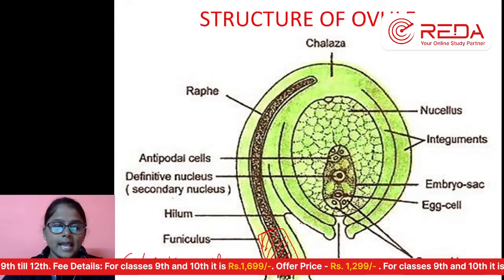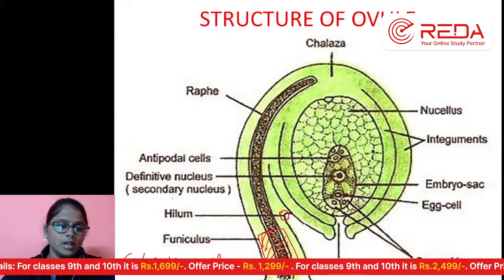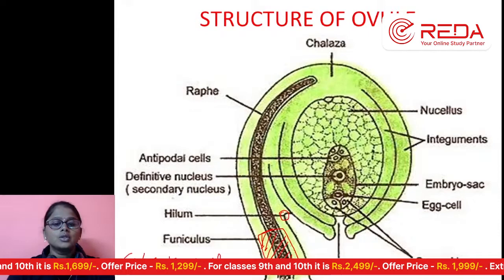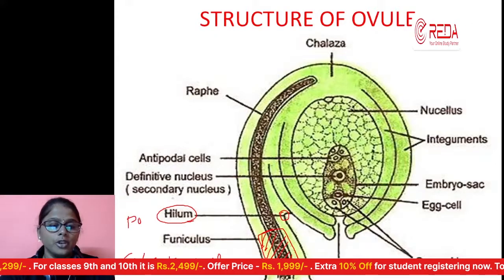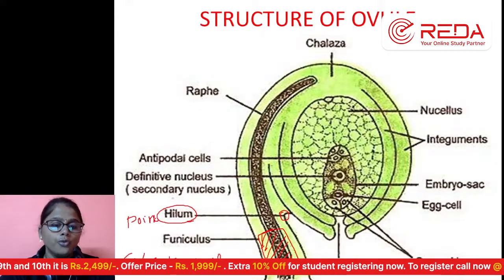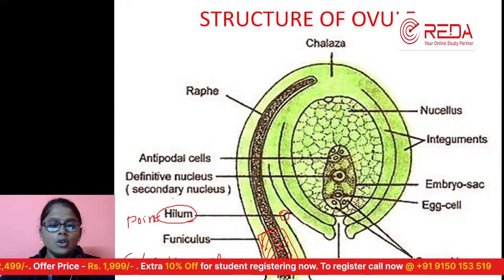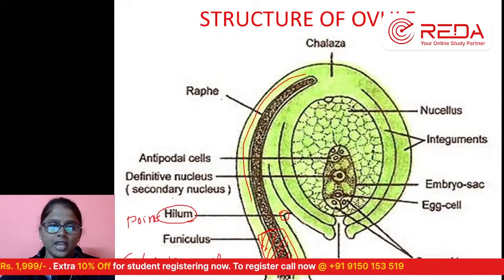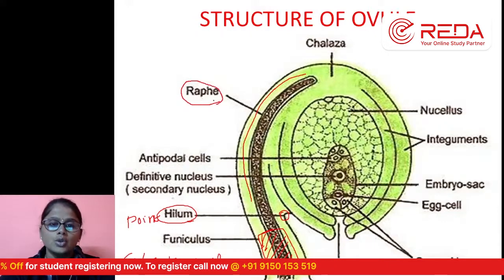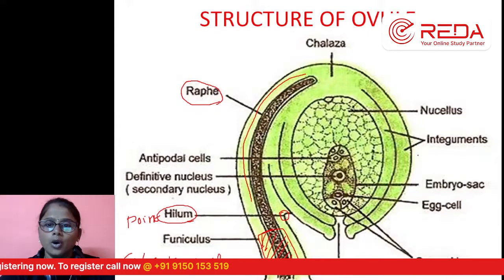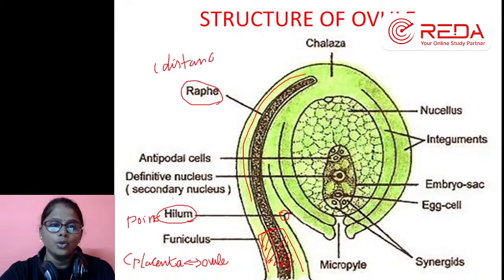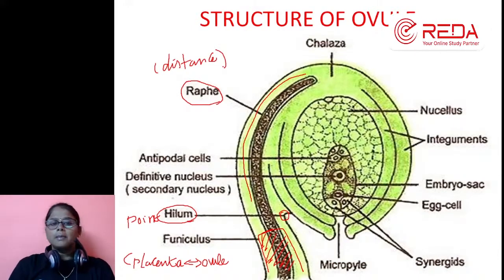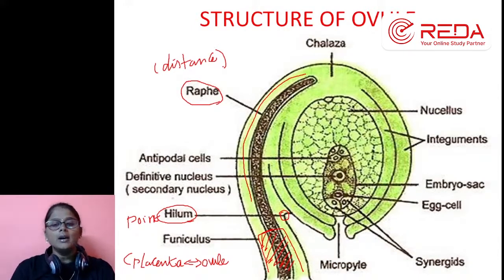The exact point where the funicle is connected with the ovule is called the hilum. The hilum is the point where the funicle joins the ovule, and there is a long structure called the raphe. This raphe structure forms the sides of the ovule, and it determines the distance between the funicle and the ovule.